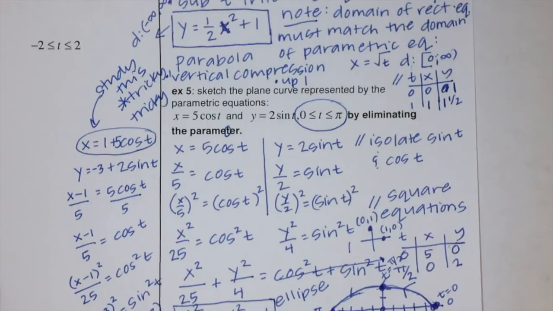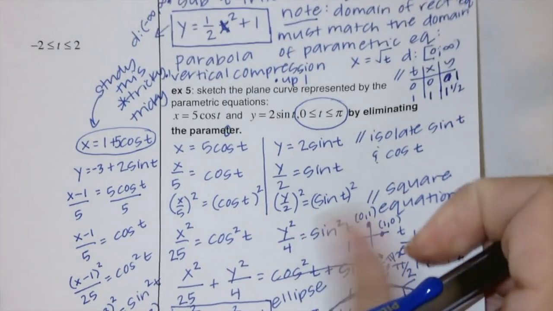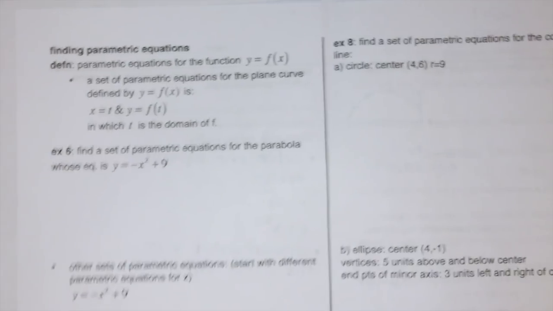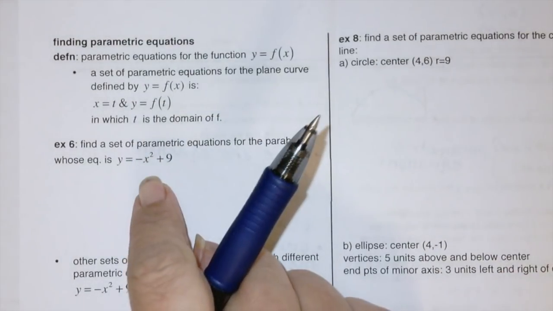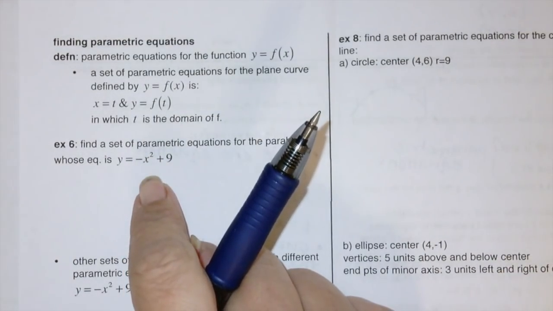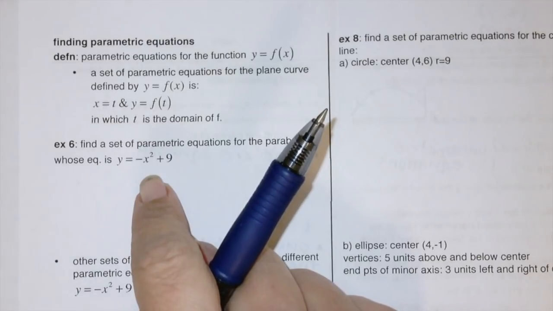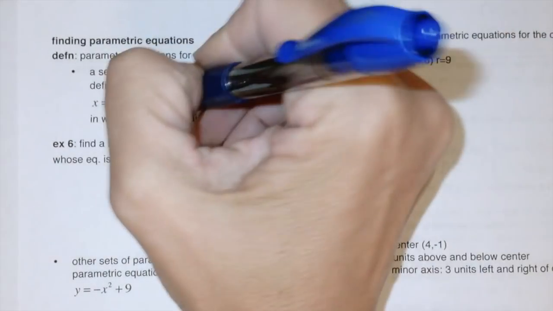Alrighty, we are moving on. Flip it over. Now we're going to work backwards. So we are going to be given the rectangular equation, and we'll need to come up with a set of parametric equations. Here's the thing. This is going to be the easiest thing right here.